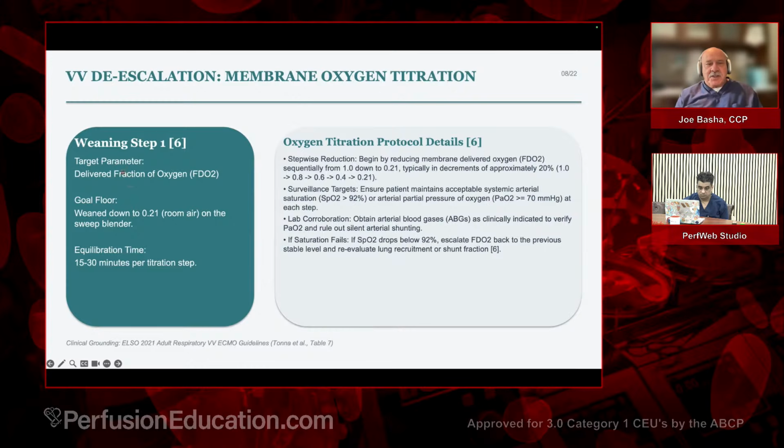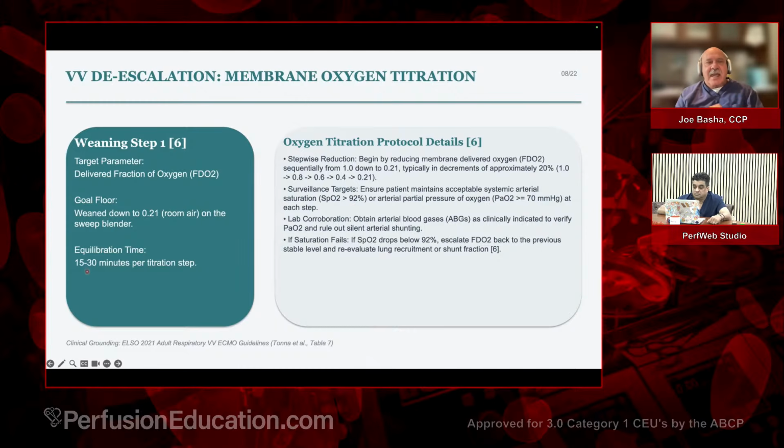But you want to look at your target parameter, your FDO2, how much oxygen you're delivering, your floor weaned down to 21% room air on the blender, and that means you have to have flow. You can't be at 21% with no flow. You're truly zero then. Any sweep gas at 21% is still adding oxygen to your circuit, because oxygen isn't ever added before the lung. So you are still giving that patient therapy when you're at 21%.